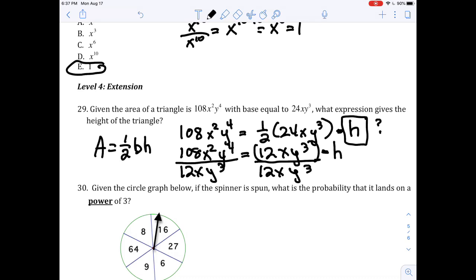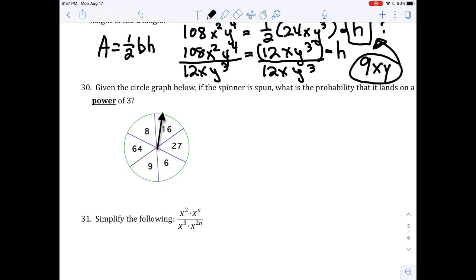Okay, 108 divided by 12. Let's see if it goes in evenly. 108 divided by 12 is 9. X squared over x is x because we're subtracting the exponents. 2 minus 1 is 1. Y to the fourth over y to the third, subtract, and you get y. And there is the answer for your height. So again, it's just practicing rules of exponents, but it's in a more complex question.